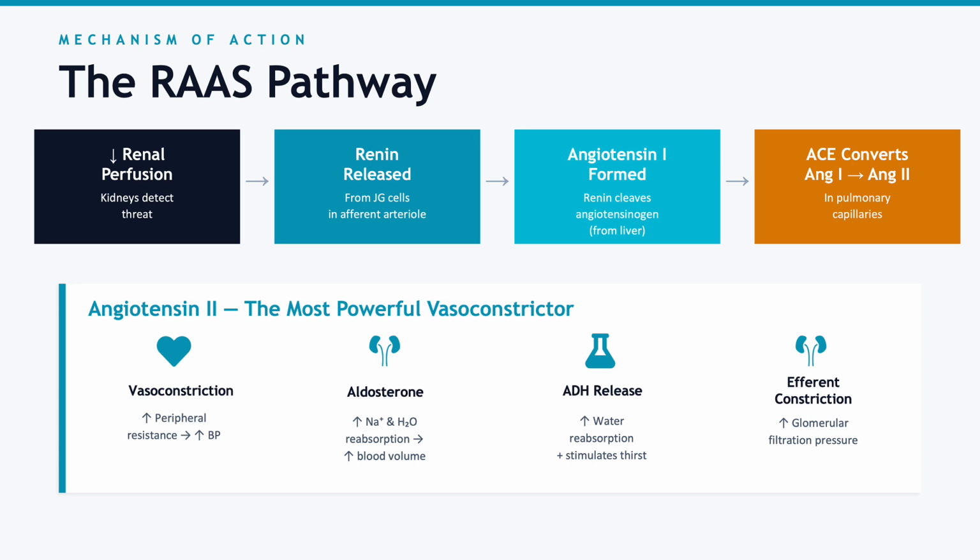It stimulates the adrenal cortex to release aldosterone, which tells the kidneys to reabsorb sodium and water, which increases blood volume. It stimulates ADH, or vasopressin release from the posterior pituitary, further increasing water reabsorption. It stimulates thirst. And at the kidney, it preferentially constricts the efferent arteriole of the glomerulus, which increases filtration pressure. The net result of angiotensin 2 is blood pressure goes up through vasoconstriction, volume expansion, and increased cardiac output.